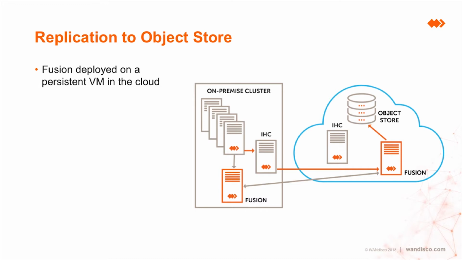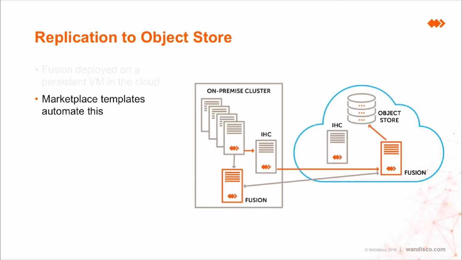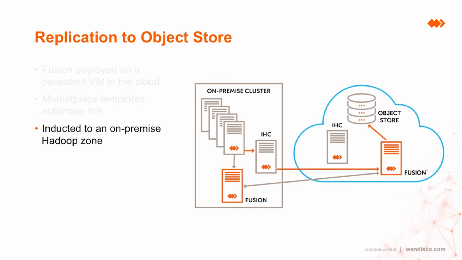Fusion will be deployed on a persistent virtual machine in the cloud. Marketplace templates automate this. For example, in AWS, there will be a marketplace CloudFormation template that will install Fusion. For Microsoft, it will be an Azure app that will install the Fusion app and will install Fusion into the HD Insights app. And these automate this task.